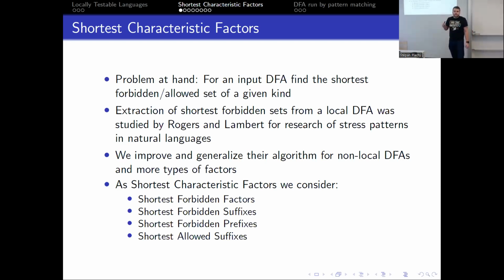The unofficial story is that we found this out independently, and then we realized, oh no, someone did something like that too, but we found that our approach is, let's say, better. So what we will consider as the shortest characteristic factors are these four: all the kinds of forbidden ones and the allowed suffixes.